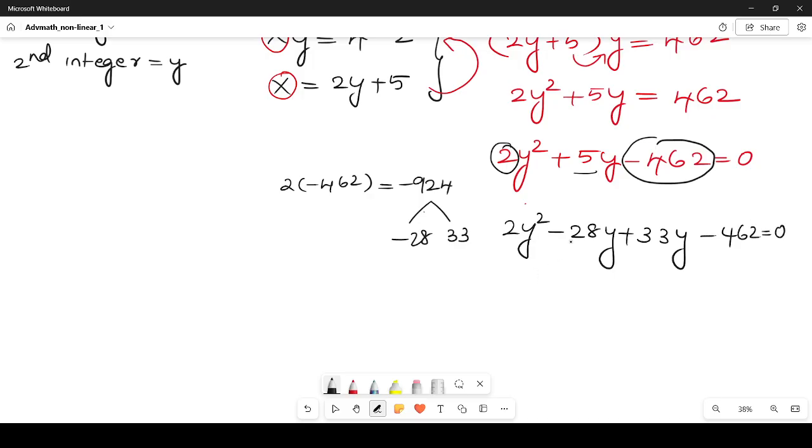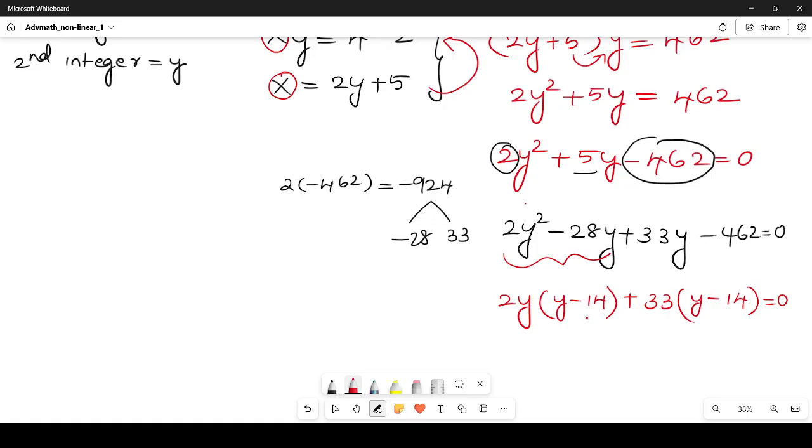Now let's group the terms. From the first two terms you can see 2y is common. So I am taking 2y common to have y minus 14 left here. Similarly, I can take out a 33 common from these two terms, and I'll have y minus 14 again here in the second part. This is equal to 0.